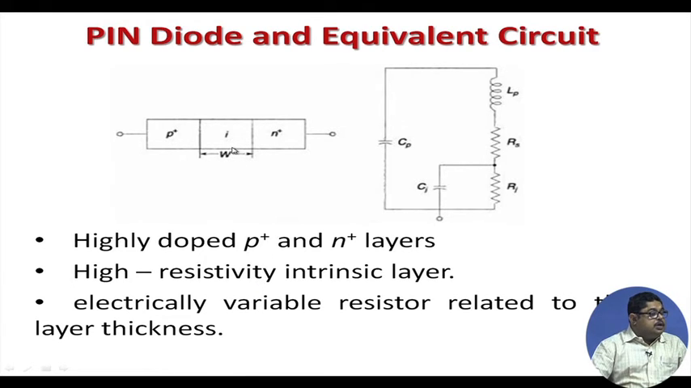So, this intrinsic semiconductor is a highly resistive layer because no doping is there. So, it is an electrically variable resistor related to the I layer thickness. That means it basically acts as a resistance. If you make it thicker, depending on the resistance, you can change that. Now, again the same thing you see, the diode will be represented by this C_j and R_j, then there is a lead resistance and inductance, and also throughout there is a total gap there. So, there is a C_p there.